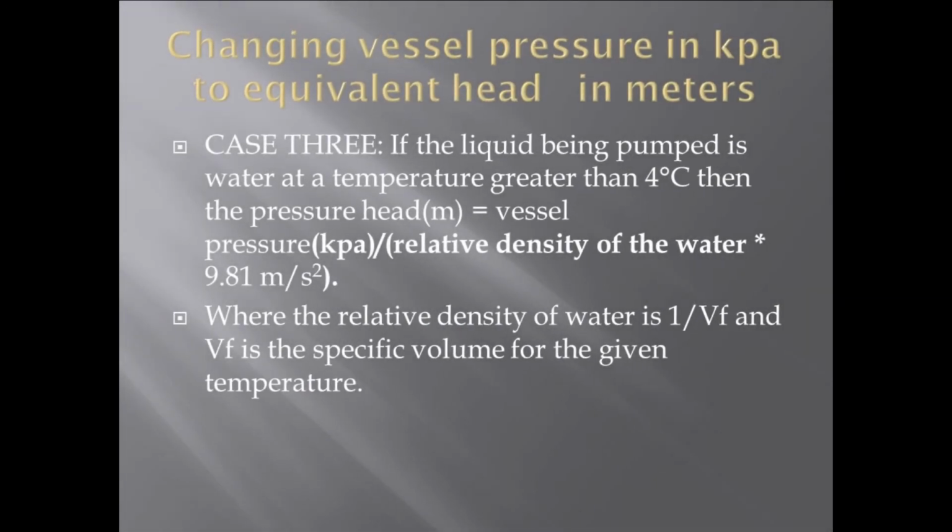Case 3. If the liquid being pumped is water at a temperature greater than 4 degrees C, then the pressure head in meters equals the vessel pressure in kPa divided by the relative density of the water times 9.81 meters per second squared, where the relative density of the water is 1 divided by Vf, and Vf is the specific volume for the given temperature.